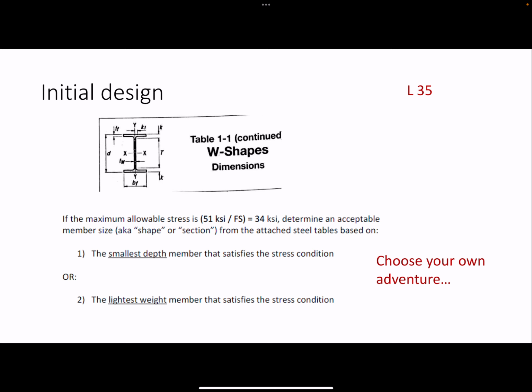So the lightest weight section might be cheaper. And so if that's more of a goal, if they don't really care about the floor to ceiling heights, then lightest weight would be ideal. So you get to pick. There's no wrong path there.